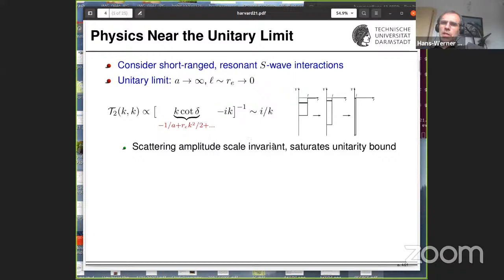And for small k, in short range potentials, this is analytic in k squared. And the leading term is determined by the scattering length. The next term is the effective range. And then you have some higher order terms.